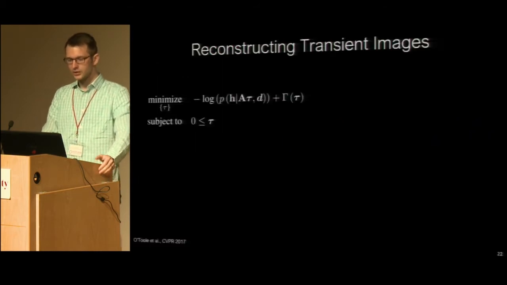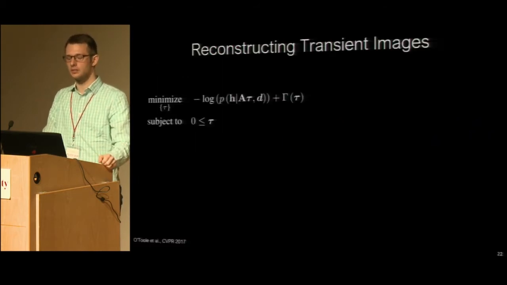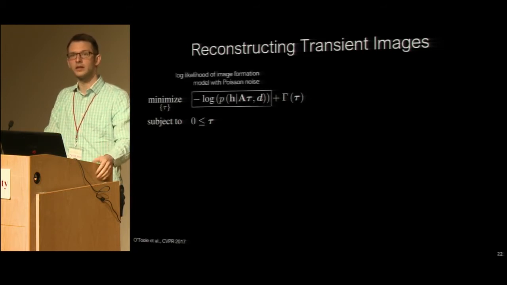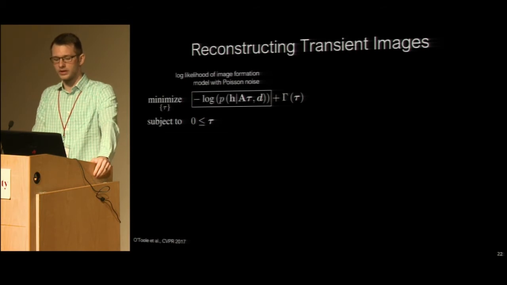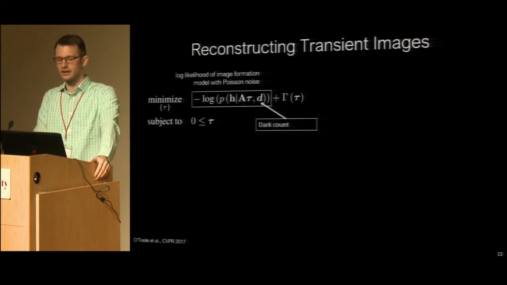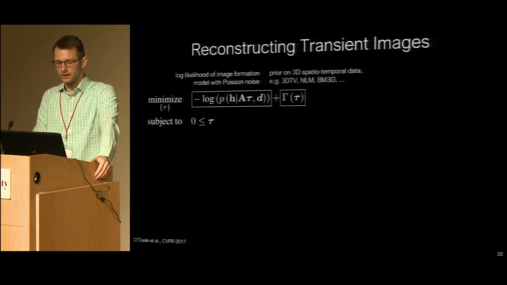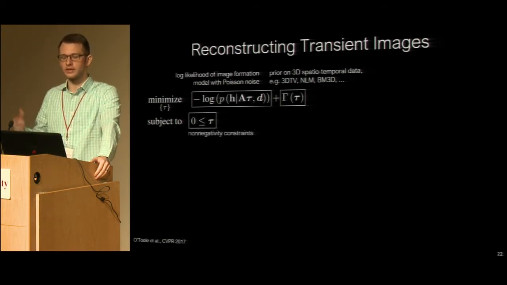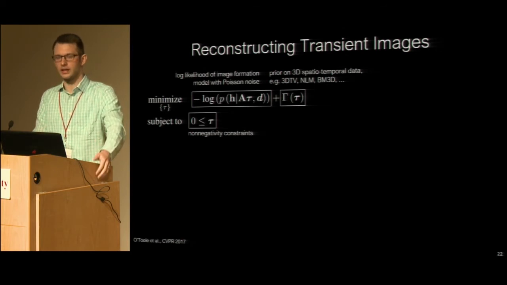So to reconstruct the transient images, we solve an optimization problem in which we model the log likelihood of the image formation model under Poisson noise, and this also takes into account our calibrated PSF as well as the dark count. And we can place priors on the reconstructed 3D volume or transient image. And so in our case, we use a 3D total variation prior. And finally, the measurements that we acquire correspond to photon detections, and so these are non-negative by nature, so we impose this non-negativity constraint.